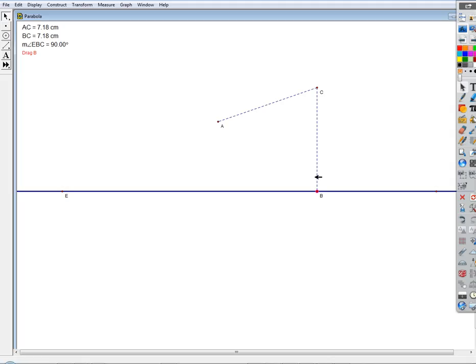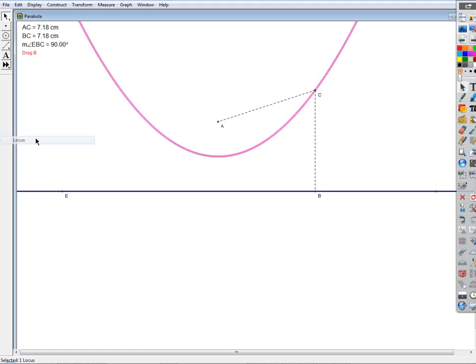What do you think it's making? Let's see what it makes. I'll construct the locus of points. It's a parabola. It says parabola in the corner. There's the first hint. Okay, so it is a parabola. So this point follows along the path on that parabola. That's the parabola: the locus of points equidistant from a line and a point.